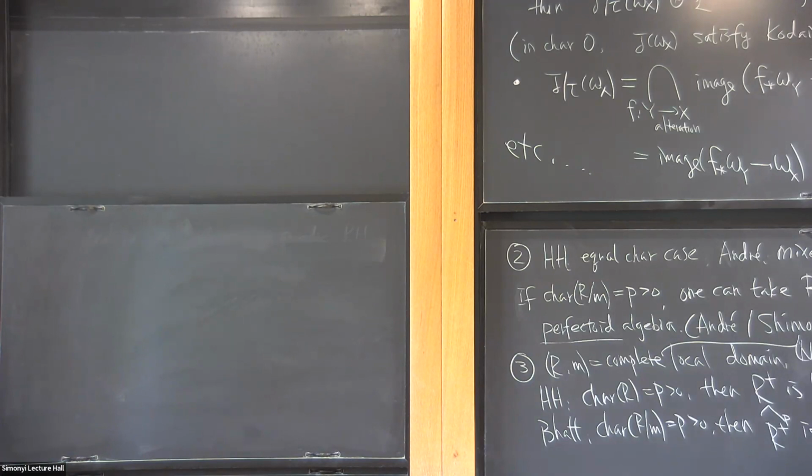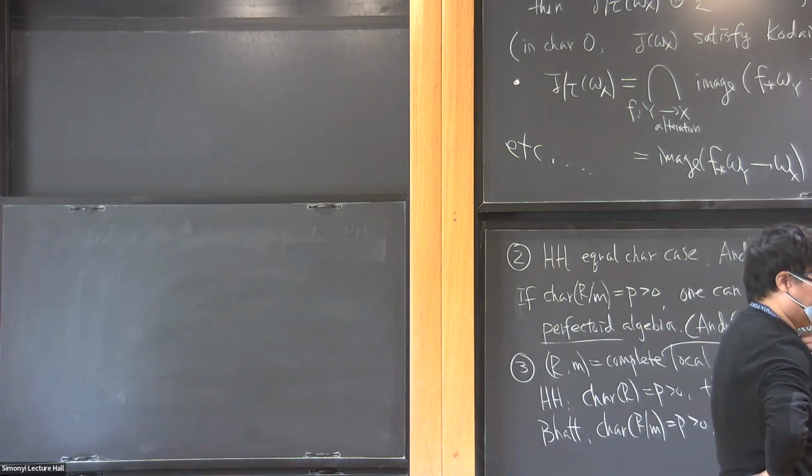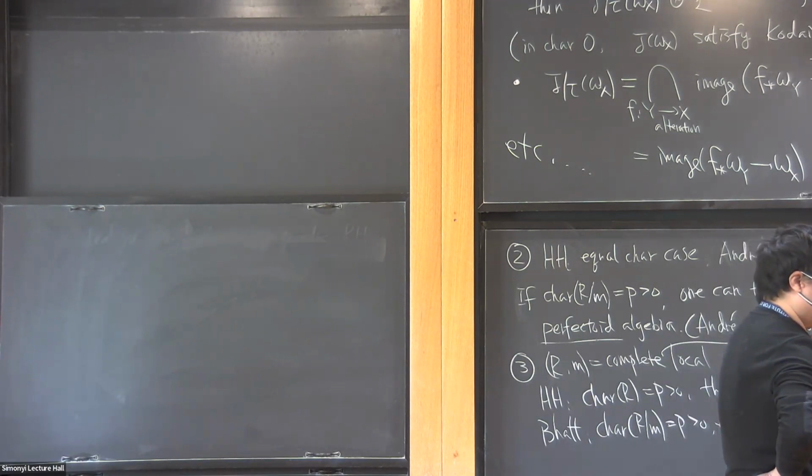Further questions? Sorry, can I just ask a question about the previous question. Can you take any V which is a perfectoid big Cohen-Macaulay algebra to define this, or will you get a different choice for it?